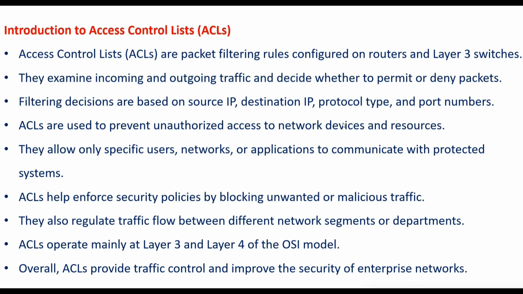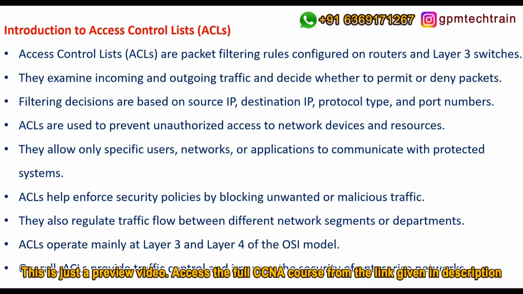In this lecture, let's understand about ACL, or access control list. ACL is a set of filters that's usually configured in layer 3 switches or routers. Generally, in most cases, it will be configured in the router, where it examines all the incoming and outgoing traffic, and based on the filters configured, it will either permit or deny the traffic.